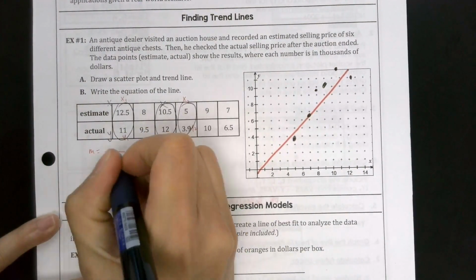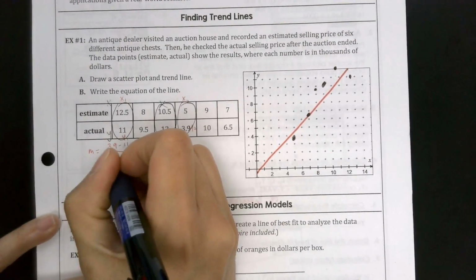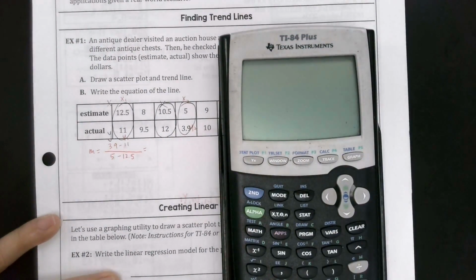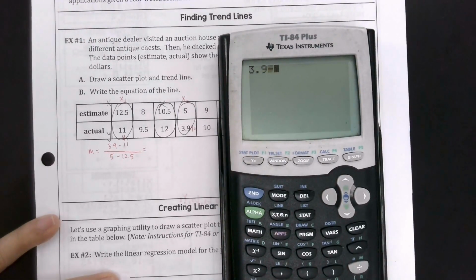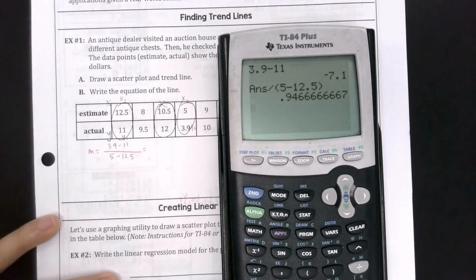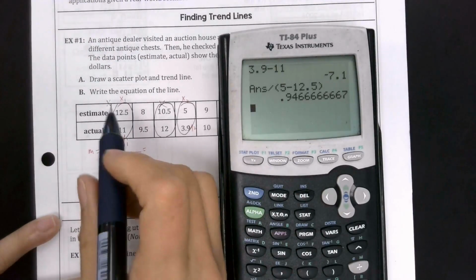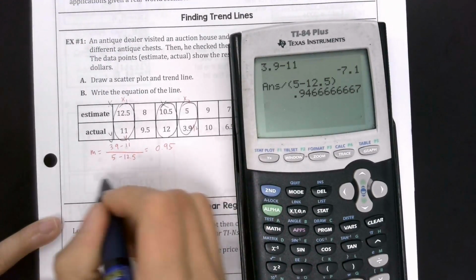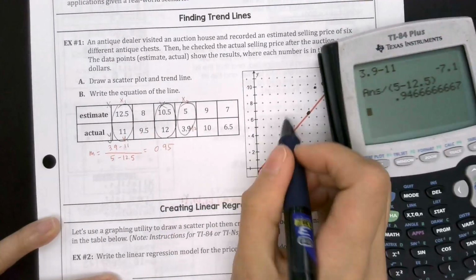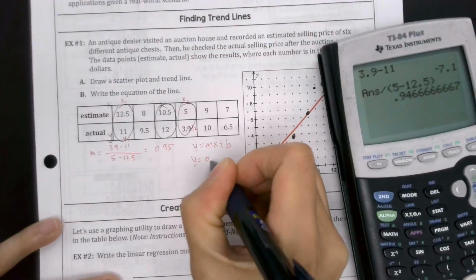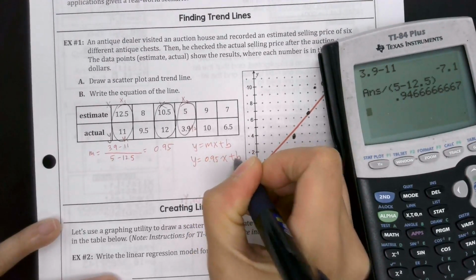The slope is equal to y2 minus y1 over x2 minus x1. We have done it a lot in the rate of change, didn't we? Okay, so 3.9 minus 11 divided by 5 minus 12.5. I got the slope of about 0.95 approximately. Okay, now what about the y-intercept? Because if you want the linear, you need y is equal to mx plus b. Well, I know that the slope is 0.95. Now let's find the y-intercept.